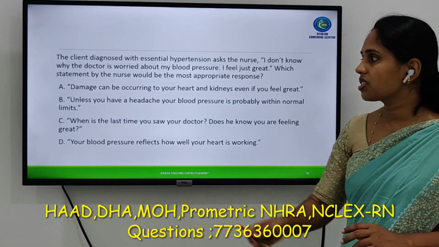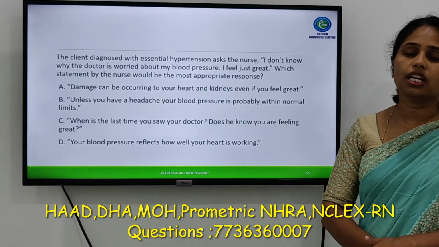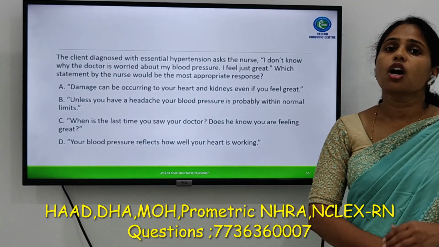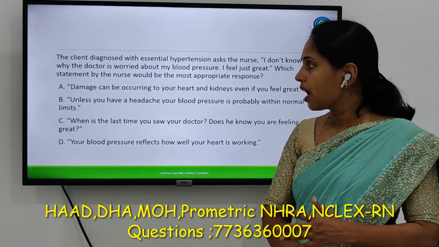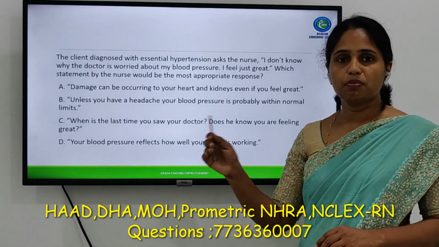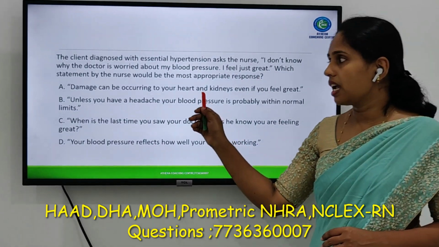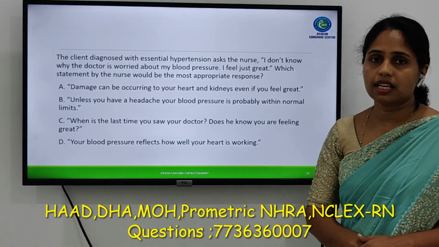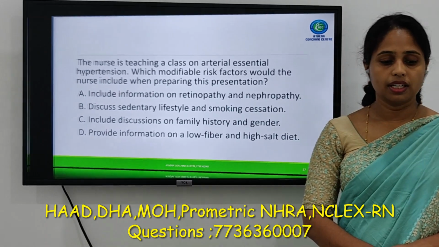So the correct answer for this is damage can be occurred to your heart and kidney even if you feel great. So essential hypertension is indicating that your kidney and the heart is having a problem. Fine. So the correct answer for this question is A. Out of this, the complete wrong answer is D and C can be easily eliminated, and B and A, when you compare between this, the correct answer for this question is A. Damage can be occurred to your heart and kidney even if you feel great. Fine. Do you have any queries? Then we'll move to another question.